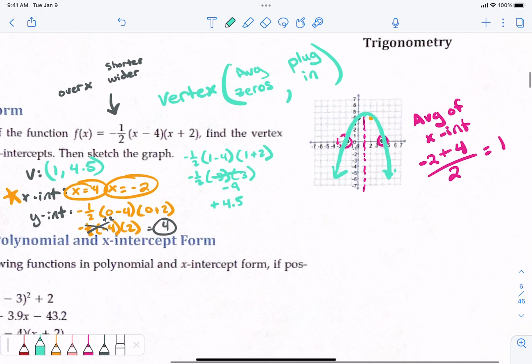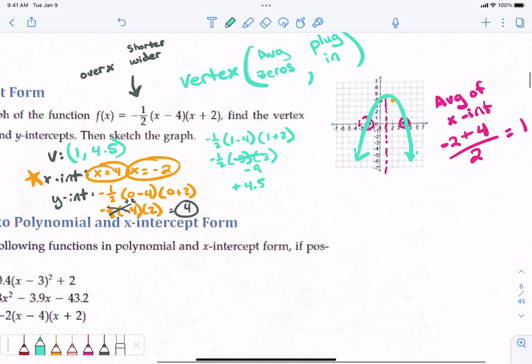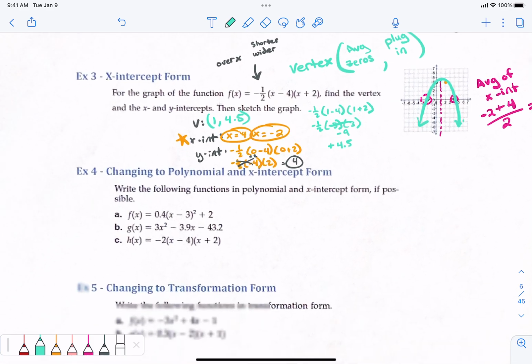Okay, do you see how we get that information? All right, so the vertex is really not that hard to find. You just have to average the x coordinates, all right? Average the x-intercepts. Good, good? Yes? That's a lot of information. All right, here we go.